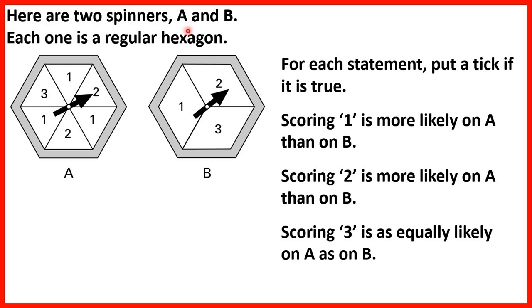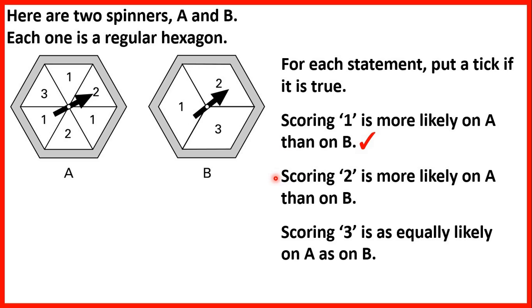Here are two spinners, A and B. Each one is a regular hexagon. For each statement, put a tick if it is true. First, scoring 1 is more likely on A than on B. So if we look at spinner A, we can see that the number 1 covers 3 out of the 6 pieces. So that's 3/6 or 1/2 of the spinner covered in ones. But on spinner B, we can see that we don't have half, we have 1/3 of the spinner. So that means scoring 1 is more likely on A because 1/2 is more than 1/3.